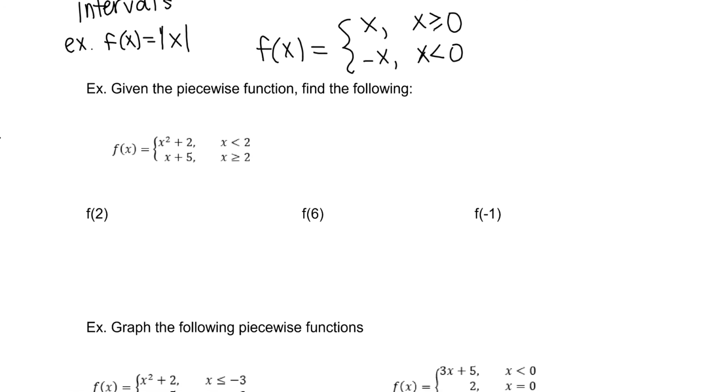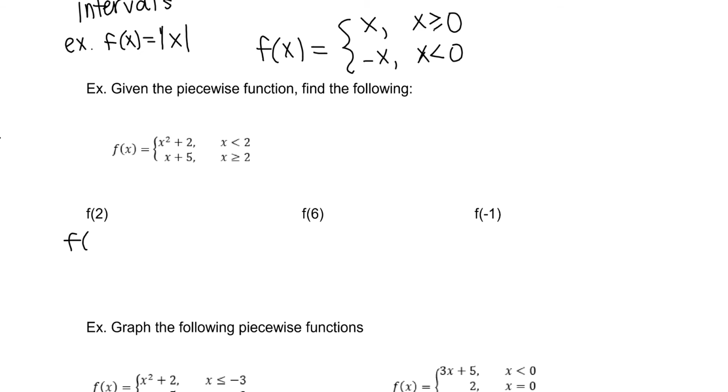We're given the function f of x equals x squared plus 2 for x less than 2, and x plus 5 for x greater than or equal to 2. When you're evaluating a piecewise function, you only evaluate for one of the functions, and it's whichever function your x value falls in for the inequality. So our first value we want to find is f of 2. Both of our inequalities have 2, but we only evaluate it for the one that includes 2. For x greater than or equal to 2, that one includes 2, so I'm going to plug it in for my function x plus 5.